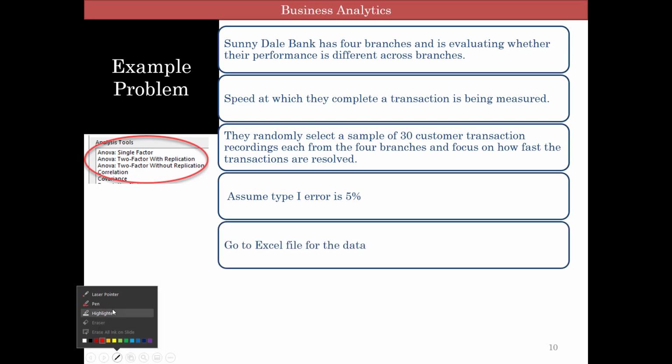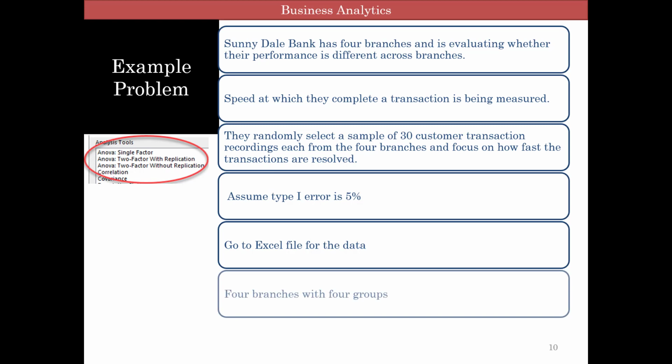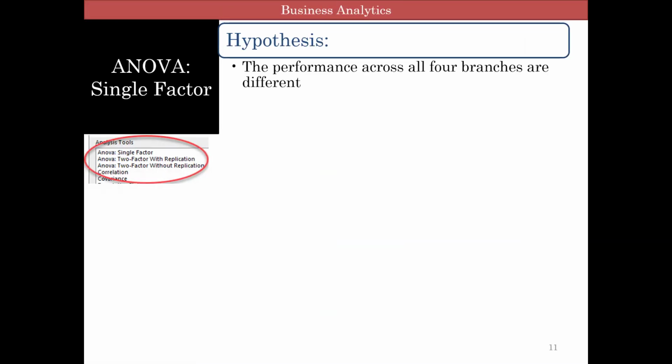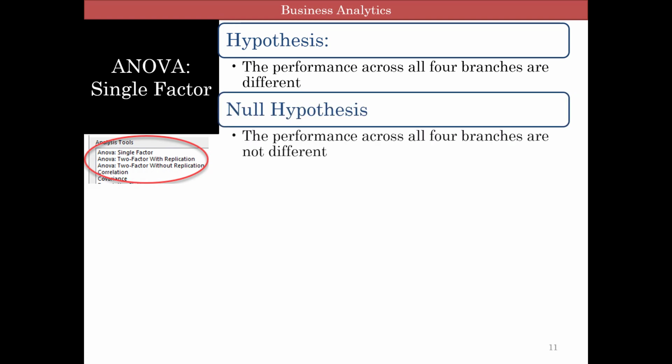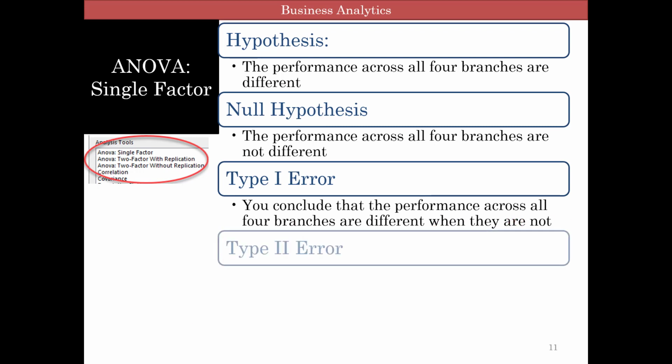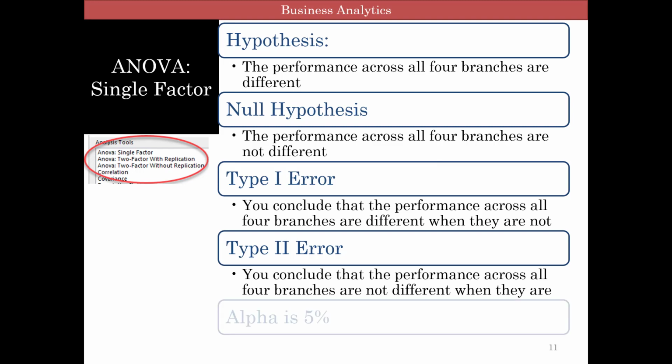So we'll go very quickly to the Excel file to take a look at the data, but let's start looking at 4 branches is 4 groups. So this is a single factor ANOVA because we're looking at whether there's a difference in performance across different branches and how fast they are doing customer transactions is what we are looking at. So hypothesis is performance across all 4 branches are different. Null hypothesis is they are not different. Type 1 error is you conclude that they are different when they're not. Type 2 error is you conclude they are not different when they are. And alpha we are looking at is 5%.